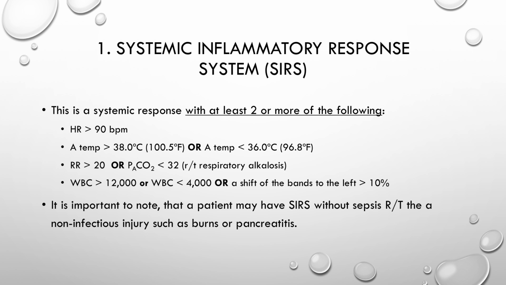White blood cell count greater than 12,000, or a white blood cell count less than 4,000, or just a shift in the bands to the left, which can signify an infection. It's important to note that a patient may have SIRS without sepsis related to a non-infectious injury such as burns or pancreatitis. That's why we call the systemic inflammatory response syndrome the first stage before sepsis.